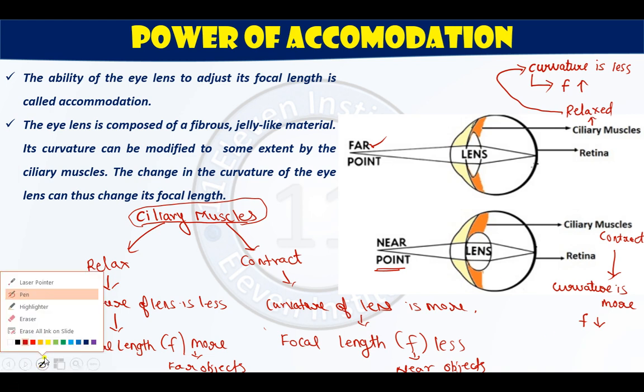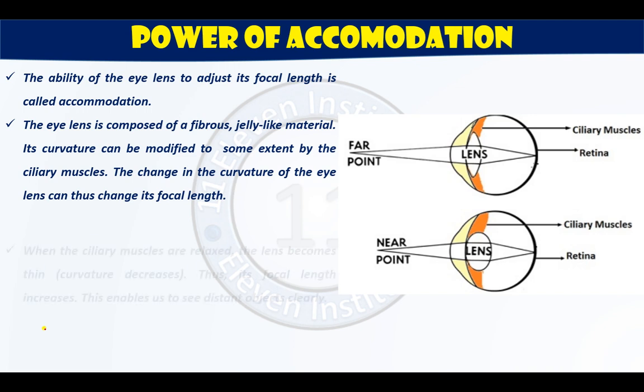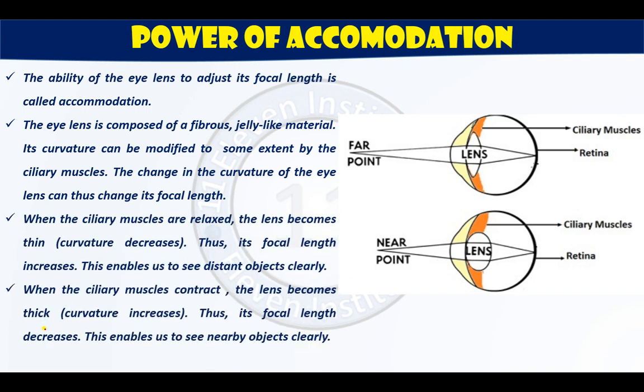Now we shall erase this. So these are the 2 points which we have written as summary. Ciliary muscles relax, lens becomes thin or curvature decreases, so focal length increases and we can see the distant objects clearly. Vice versa, if ciliary muscles contract, lens becomes thick or curvature increases. If curvature increases, focal length decreases, and we can see the nearby objects clearly. Fine. Let us move ahead.